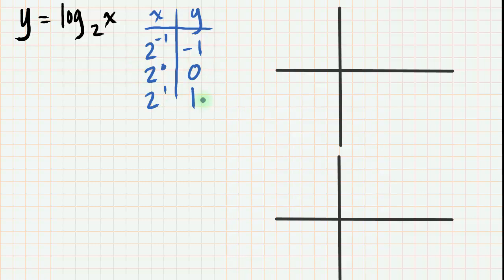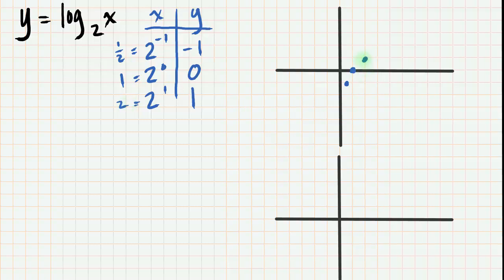Now another way to think of 2 to the negative 1 is as 1/2. So that tells us that the corresponding ordered pair is 1/2 comma negative 1. Similarly, 2 to the 0 is 1, so the corresponding ordered pair is 1 comma 0. 2 to the 1 is just 2, so that ordered pair is 2 comma 1.